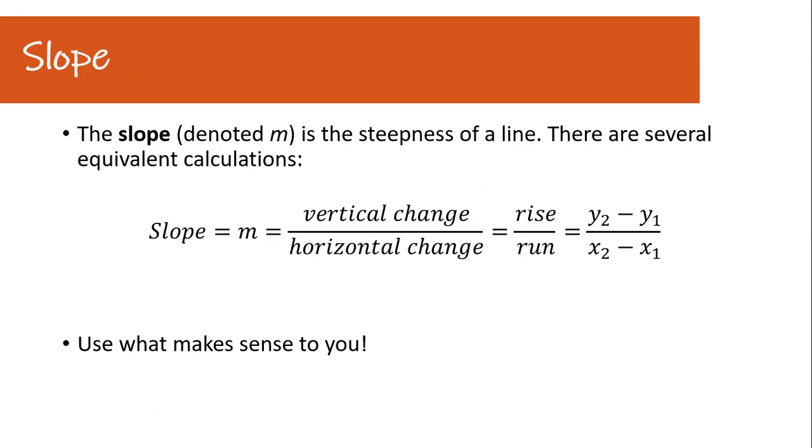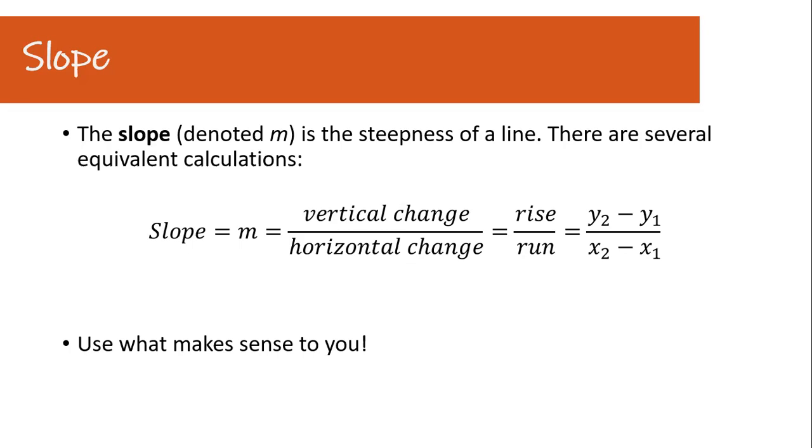We've talked about how linear functions are straight lines. And straight lines are defined by something called slope. Slope has a symbol of m in math. And all it is, is the steepness of the line. It's how much it slants up or slants down or doesn't slant at all. There are several equivalent calculations, some of which you've maybe heard before. It can be the vertical change over the horizontal change. It can be rise over run.